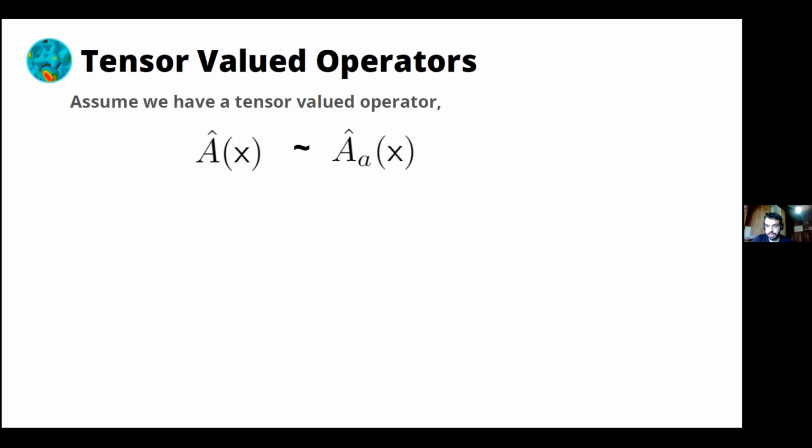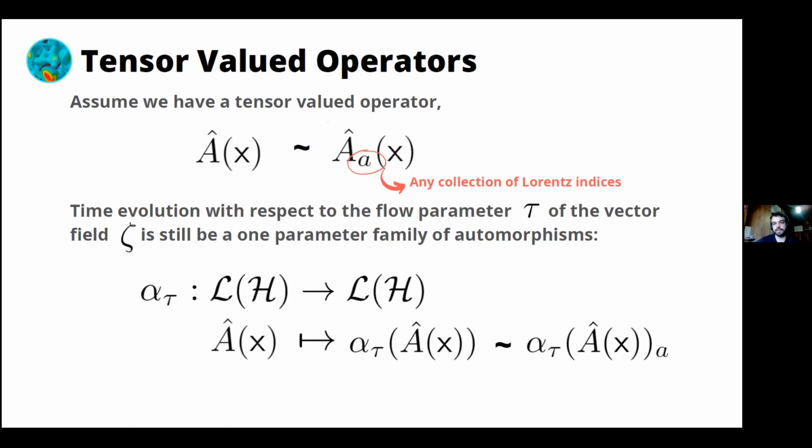So let's see how time evolution acts on them. Of course, here I'm going to be using this little wave here. This little wave is for any collection of Lorentz indices. So these may be spinor indices, these may be space-time indices, whatever you want, any combination of upper indices, lower indices, any number of them, okay? So this is a general tensor valued operator. And then the time evolution associated to the time flow associated with the time-like vector field zeta will be essentially something that will map operators into the time evolved version of these operators, right? Here I have written LH for linear operators in a Hilbert space. It's more general than this.